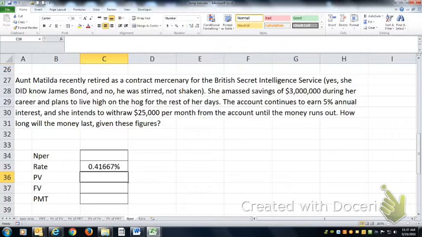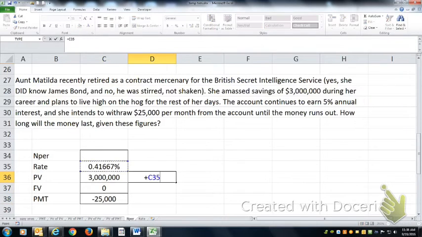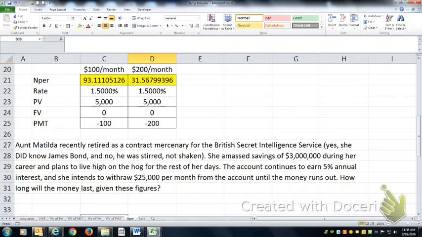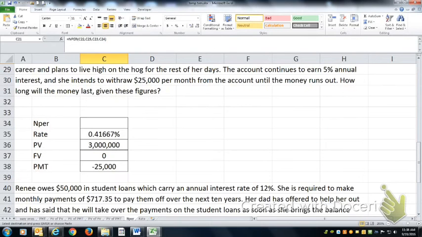And she currently has $3 million in there. We're going to solve for how long the money will last till it goes to 0, if she's taking out $25,000 every month. Now, by the way, if you took the monthly interest rate times $3 million, means it's going to earn $12,500 that first month before she ever takes any money out. So it's earning interest, and she's taking it out faster than the interest is being earned, but it's still going to last 166.7 months, which divide by 12, that's about 14 years.